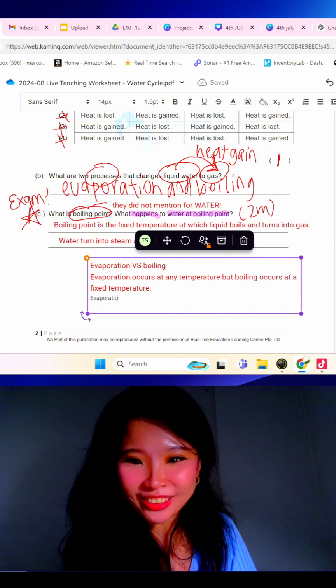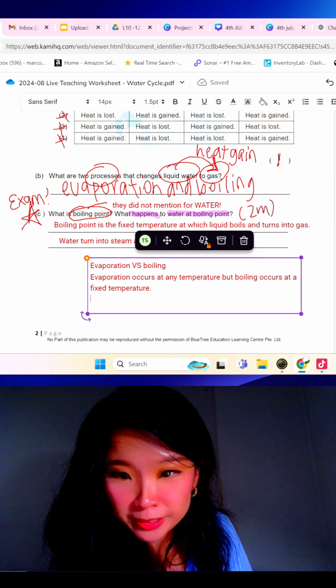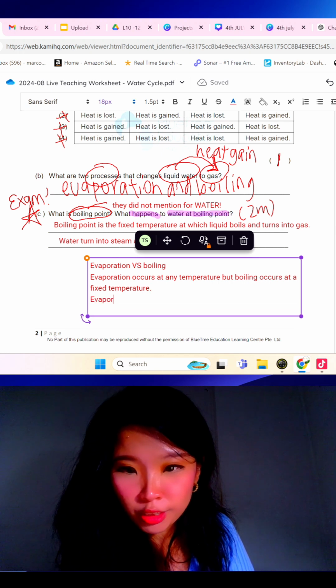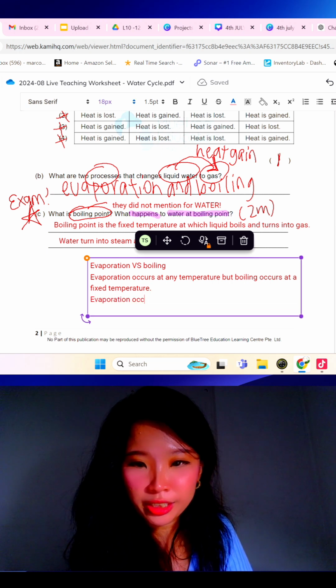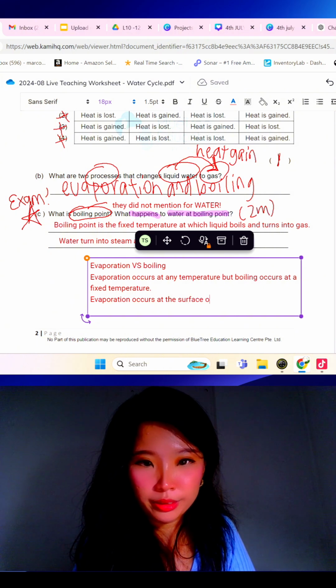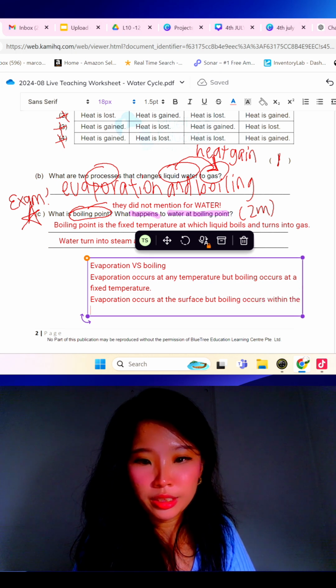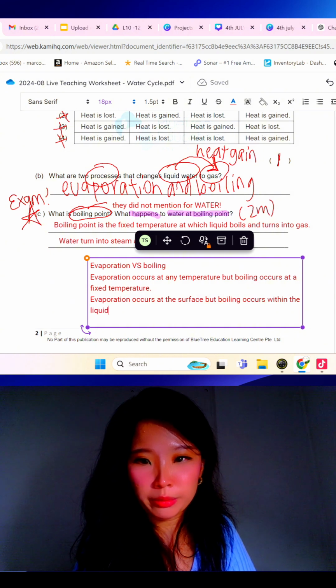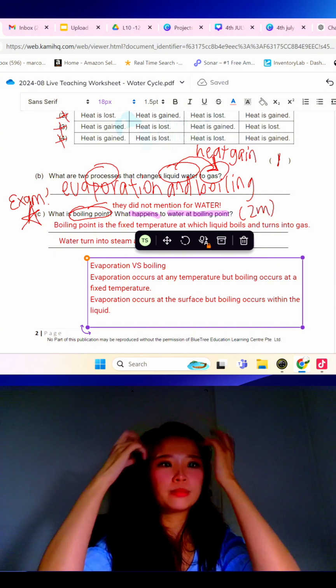Evaporation, right? What's different? What happened here? Evaporation occurs at the surface, but boiling occurs within the substance or the liquid. Okay?